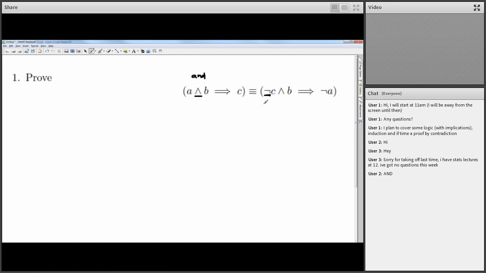This negative sort of sign. Not, yep, that's right. So not C and, put not C in brackets, not C and B implies not A. So this essentially is a logical equivalent. This is a contrapositive of it. So this is a version of the contrapositive result. We just want to show the logical equivalence.